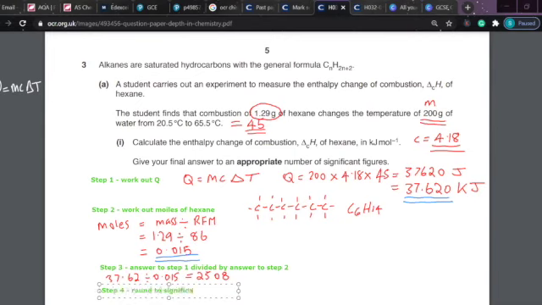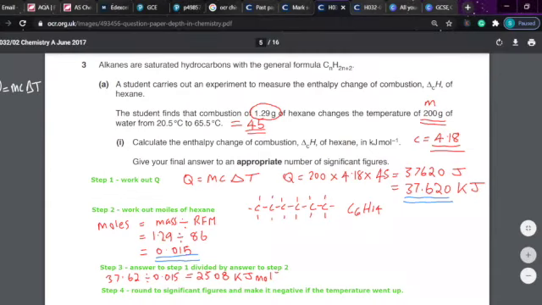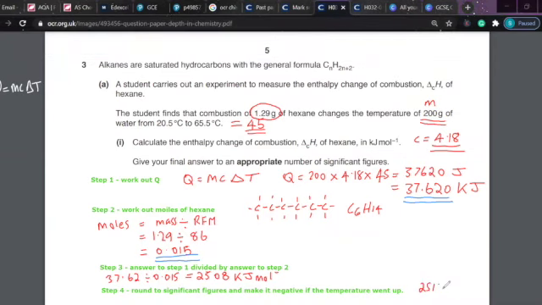And step 4 is to round it to the required number of significant figures. It's usually 3 significant figures, and also to decide if it's positive or negative. Because the temperature went up, the enthalpy change will be negative, so we give it a minus sign. So the answer is minus 2510 kilojoules per mole when rounded to 3 significant figures.